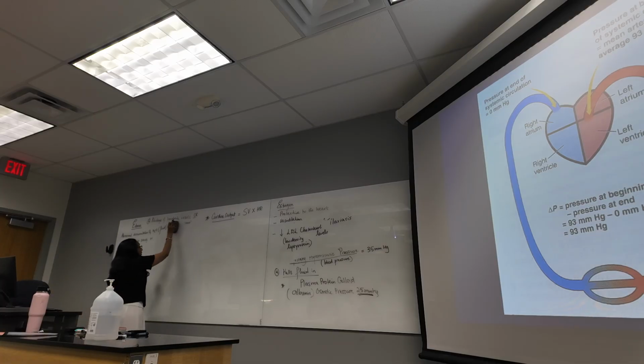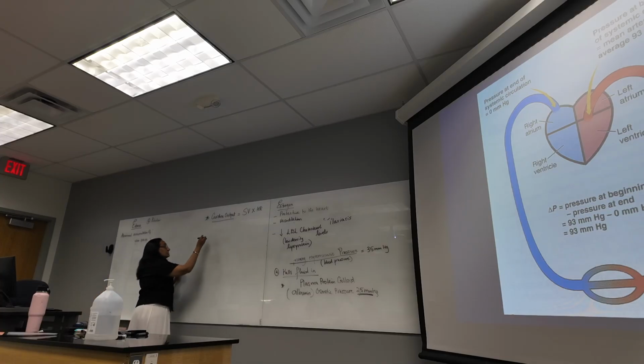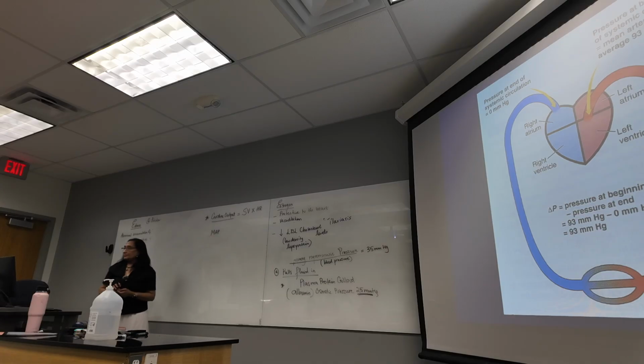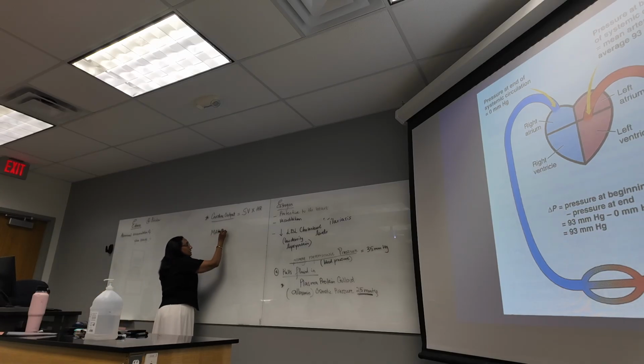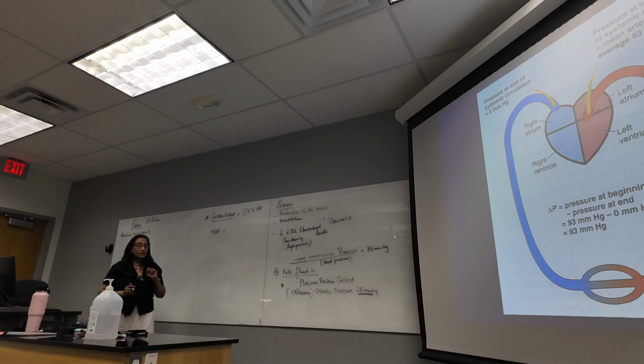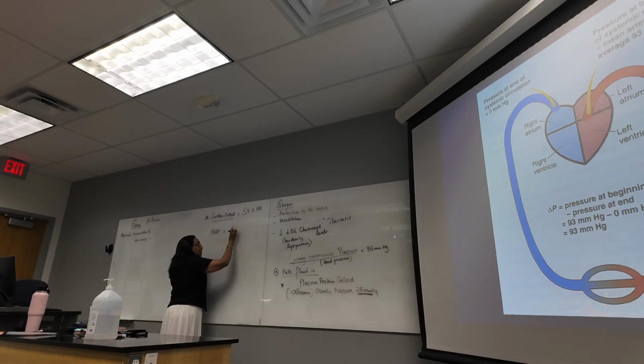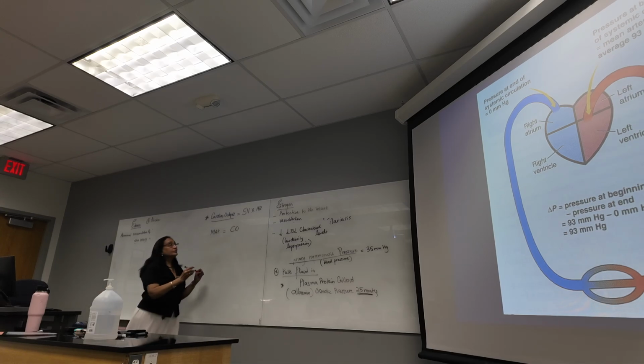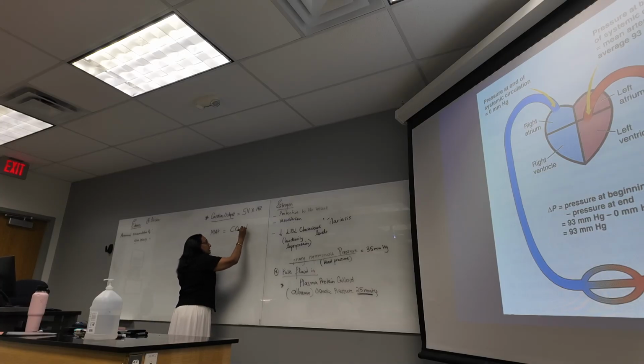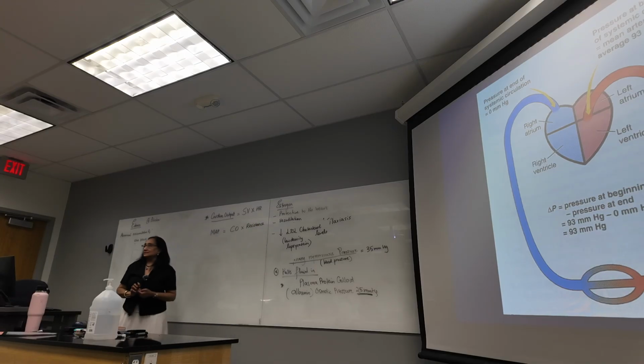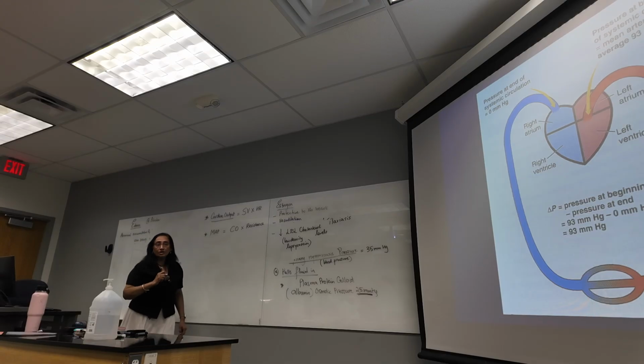The second important equation in the cardiovascular system is mean arterial pressure. Mean arterial pressure is dependent on the cardiac output times resistance. This is the second equation that you should remember. We're going to talk about this.